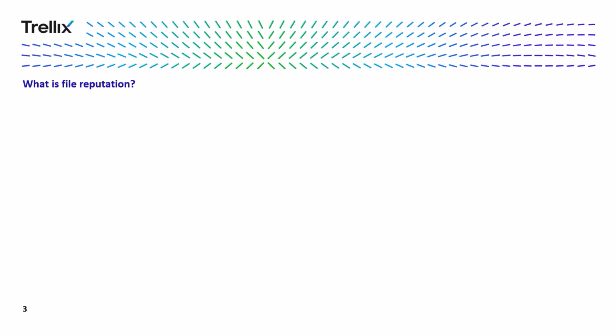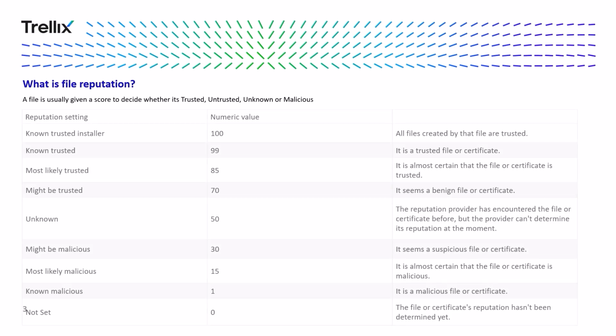What is file reputation? A reputation is a score given to a file which helps decide if it's trusted, untrusted, unknown, or malicious. It's calculated based on multiple factors such as its signature, popularity, source, and others. Here is a list that has a score ranging between 0 to 100, where 1 is malicious and 100 is clean. ATP closely examines files with unknown rating and below.